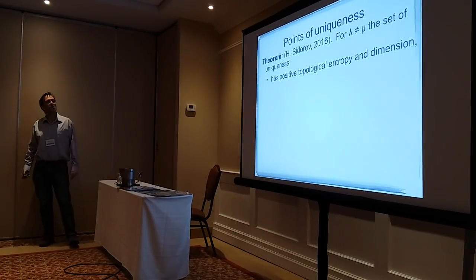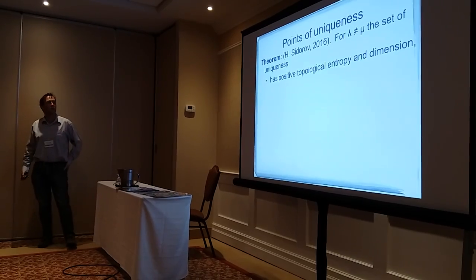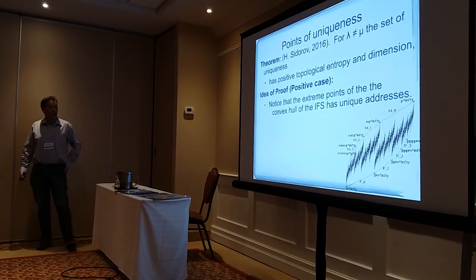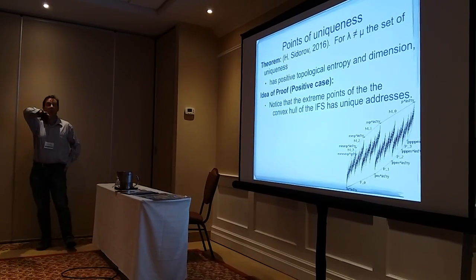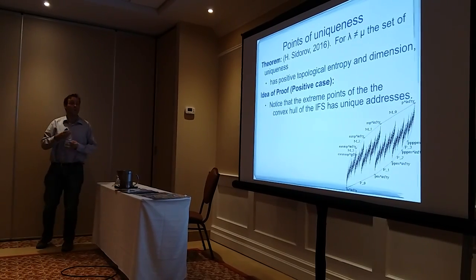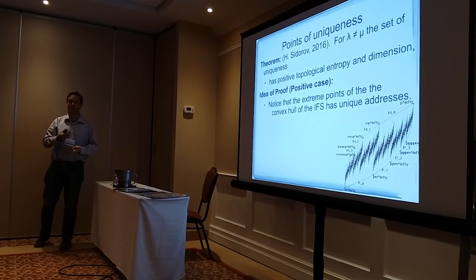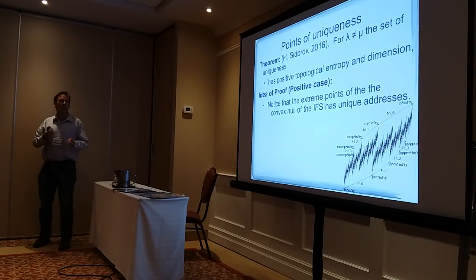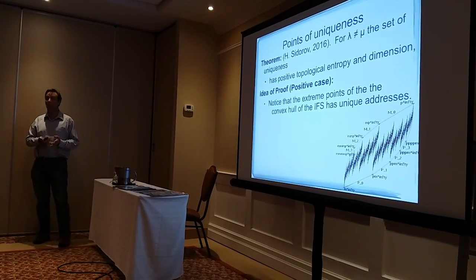I want to give a quick sketch of how you get positive Hausdorff dimension. Again, the idea that I'm doing here is for the positive case. Very similar things happen for the negative case and the Jordan block case, and everything breaks for the complex case.